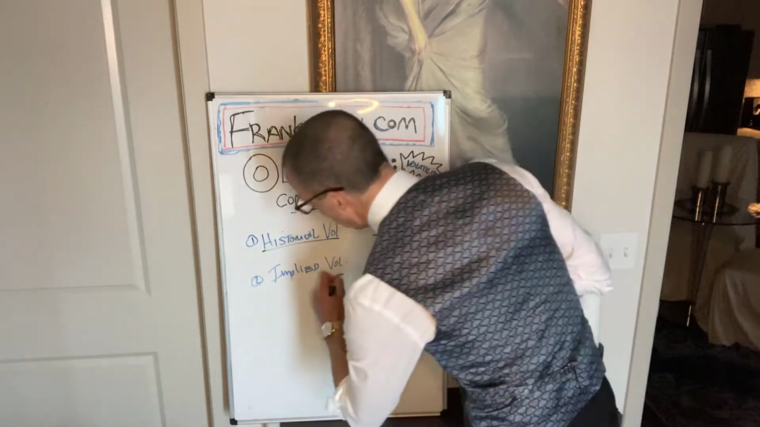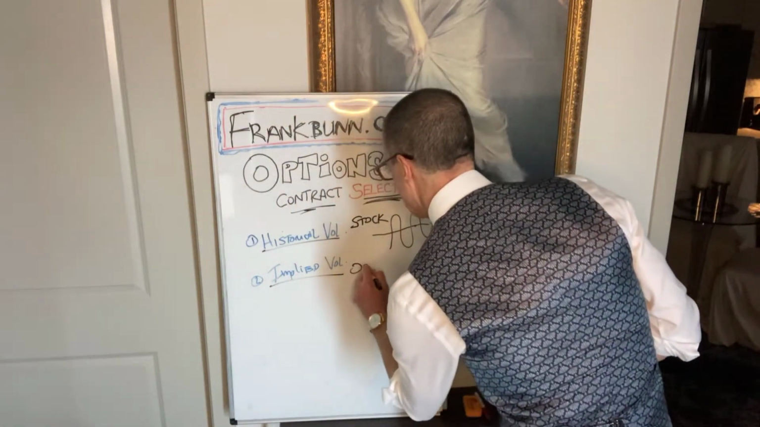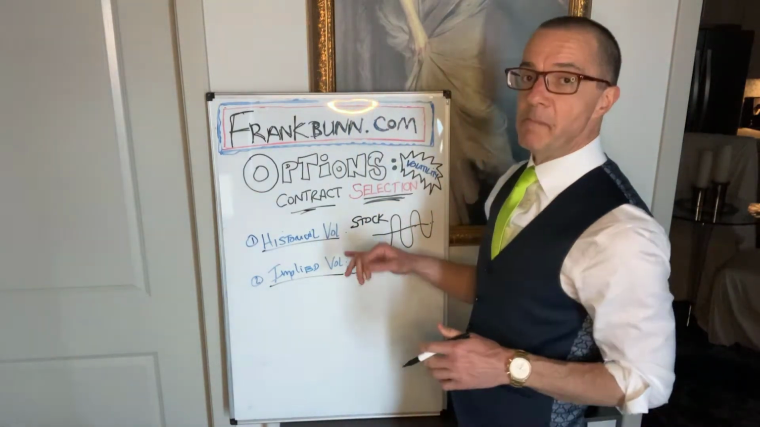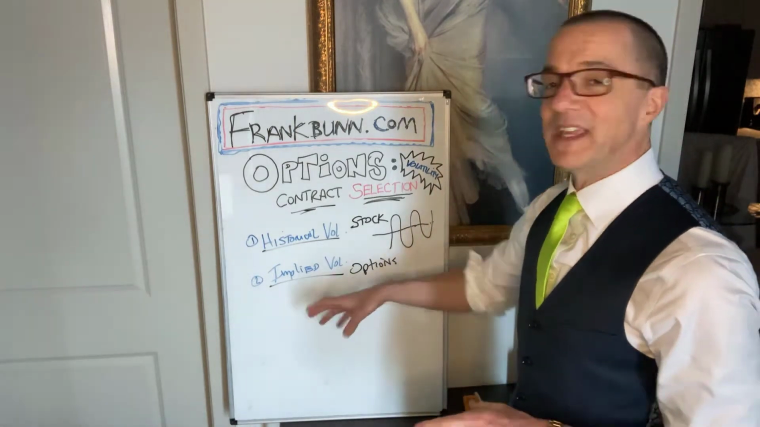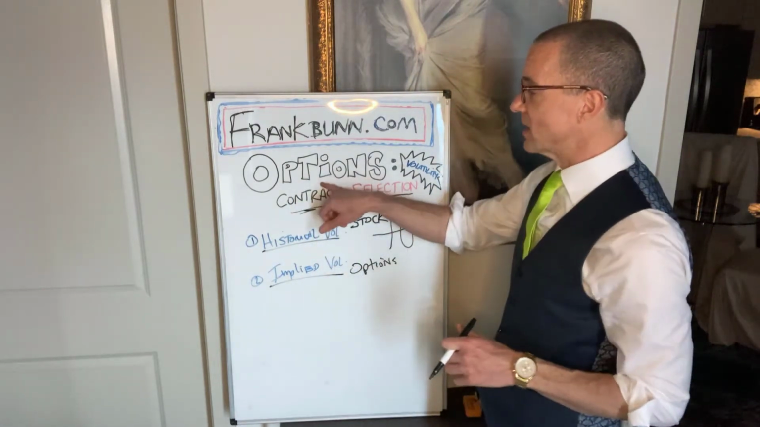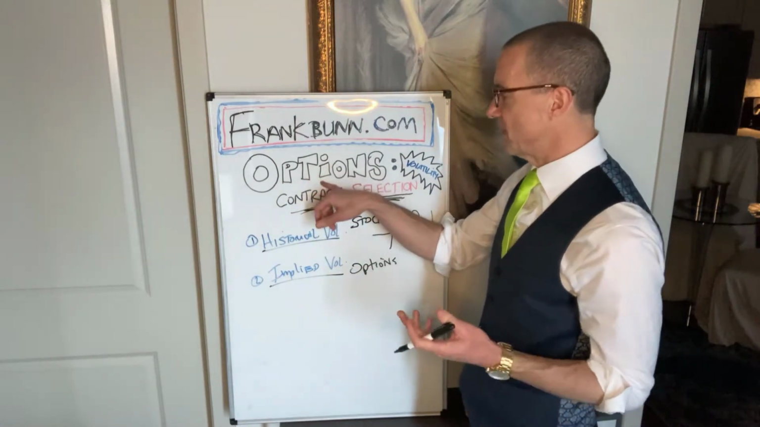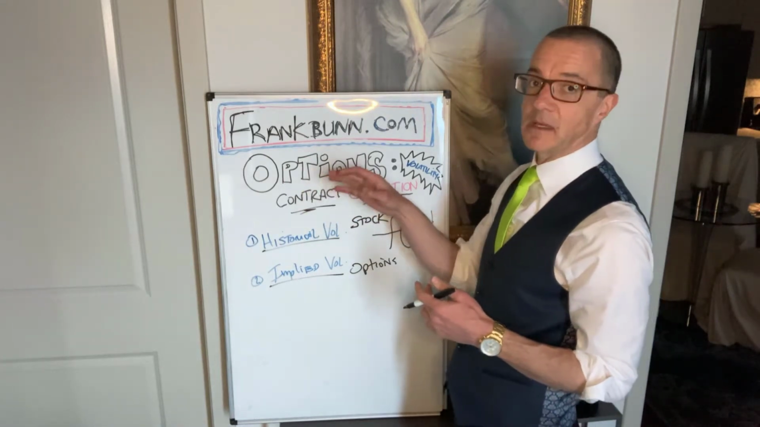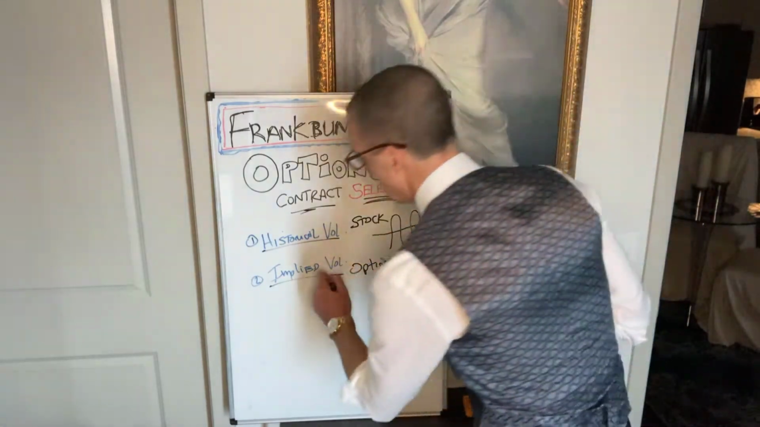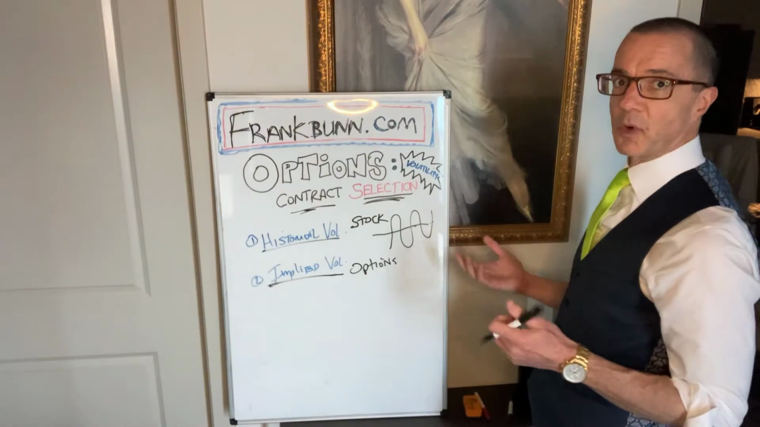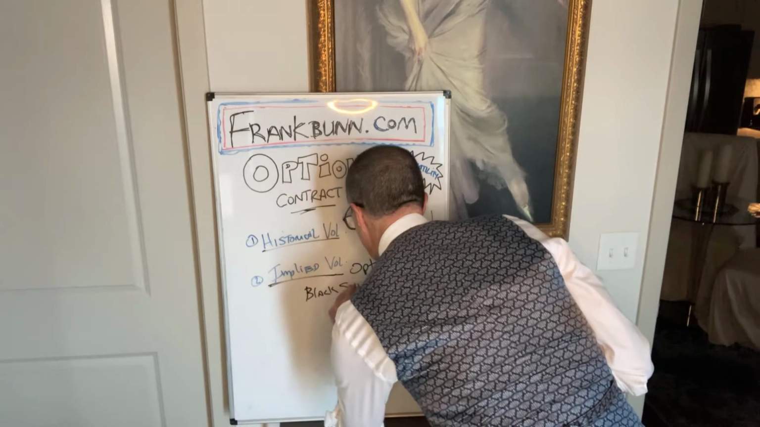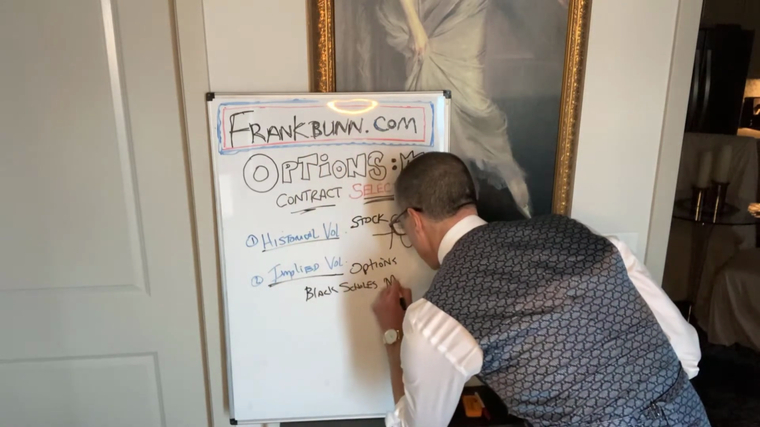Now, implied volatility has to do with the option contract itself. This implied volatility is how the market is arriving at the value of the premium, which is the cost to buy the option contract, which is the right but not the obligation to purchase the stock at a predetermined price called the striking price. This implied volatility is much more complicated, and it's usually arrived at with something called the Black-Scholes model, which is a pricing model.